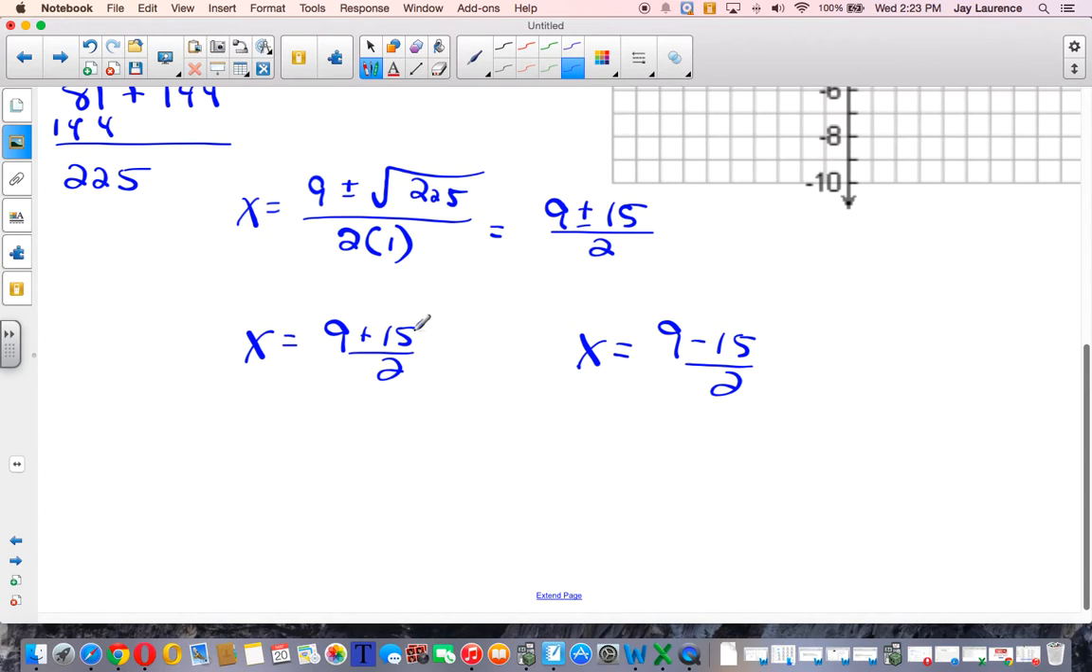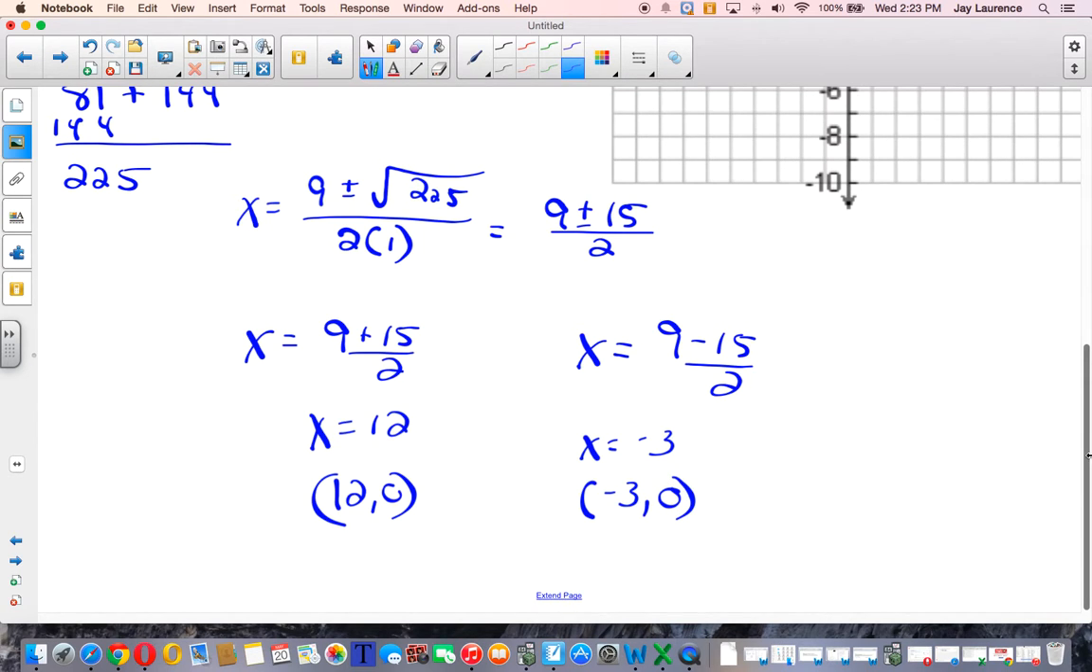All right, so 9 plus 15 is 24, divided by 2 is 12, so x equals 12. So one of the zeros is at (12, 0). All right, 9 minus 15 is -6, divided by 2 is -3. So the other zero is at (-3, 0).